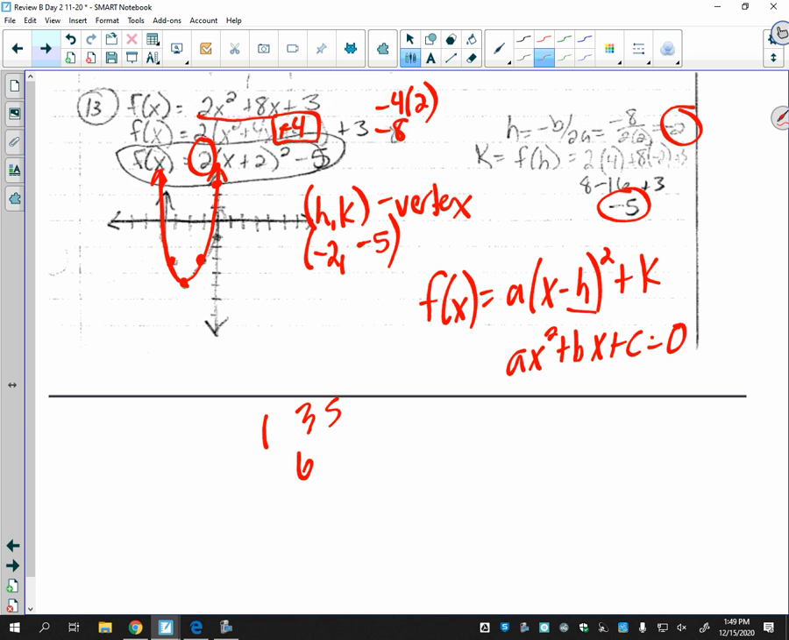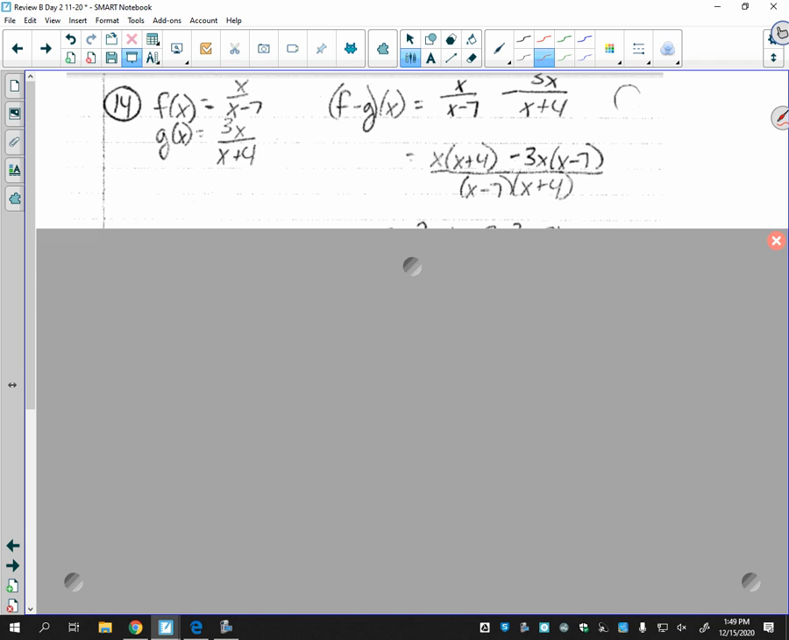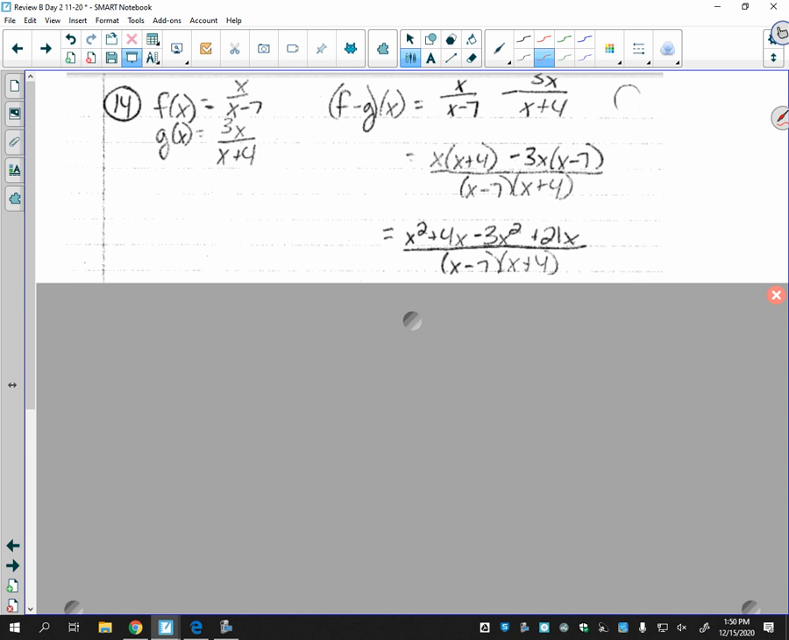Okay, 14. I took a whole piece of paper to do 14. So first of all, 14 gives you 2 rational functions, 2 fractions, and they ask you to do 3 different things and to give the domain of them. So first of all, it just says find f minus g, which just means subtract the 2 functions, but they're fractions, which means that you have to get a common denominator. These 2 functions have nothing in common. So the common denominator is just taking x minus 7 and x plus 4.